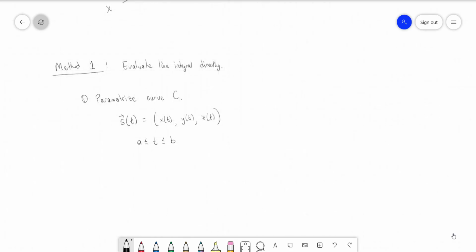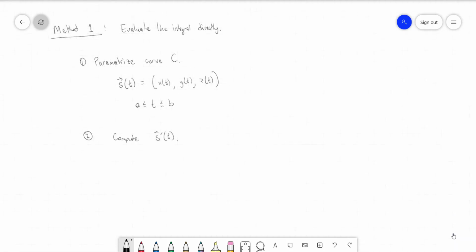For the flux integral, you have to compute the two partial derivative vectors and take the cross product to get a normal vector. Here, fortunately, you just need to compute the derivative of your parameterization to get a tangent vector to your curve.